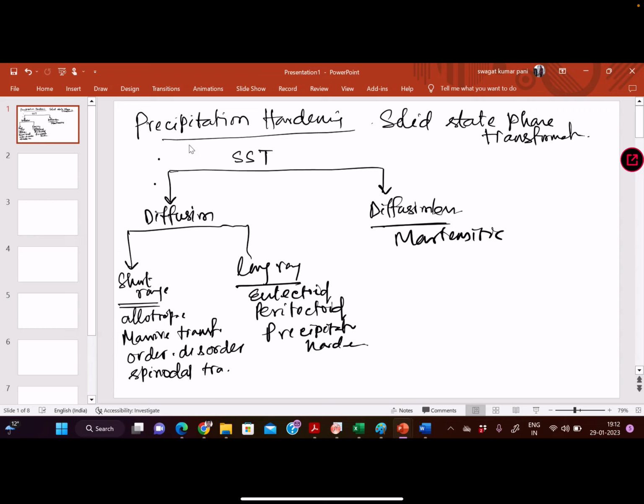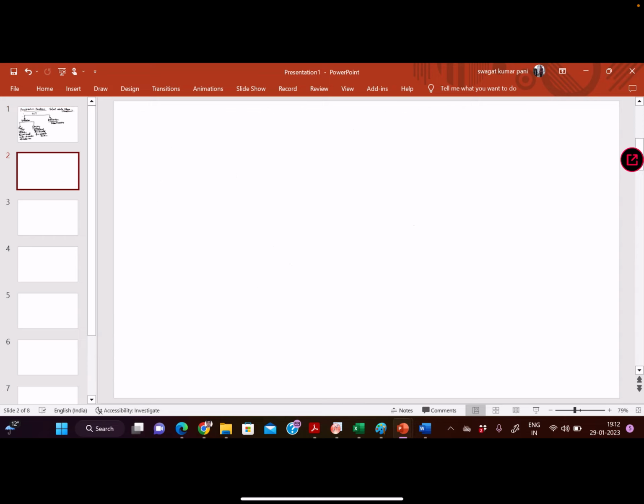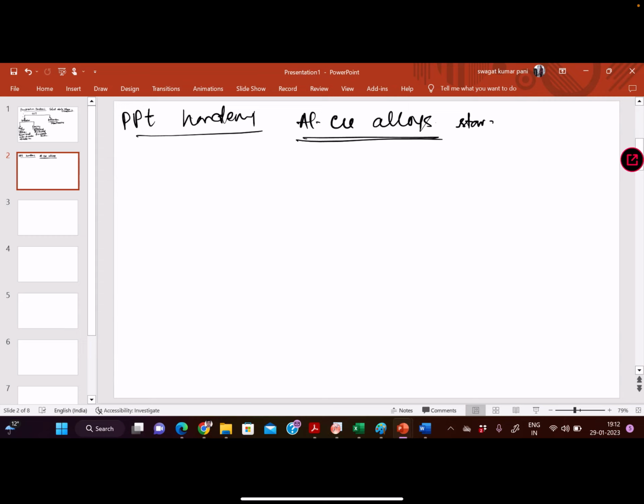Okay, so now we'll go to precipitation hardening. So the basic is we should have a phase diagram. Mostly the alloys that are used for this are aluminum copper alloys. In other alloys also we can get it, but these are standard aircraft alloys, mostly strengthened by this precipitation hardening. Suppose we'll take the aluminum copper phase diagram.